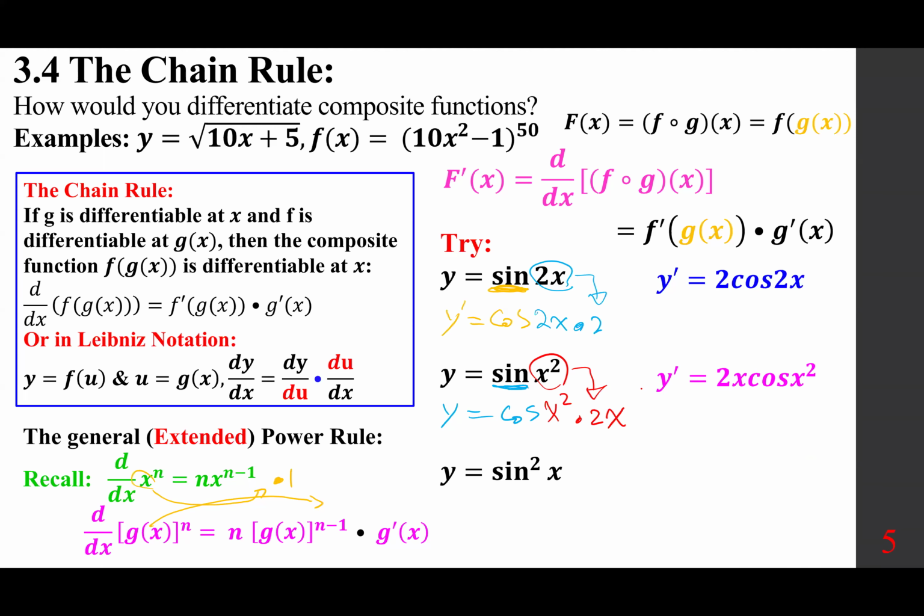What about the next one, y equals sine squared x? First, I want you to notice it means sine x to the second power, so we are using the extended power rule. 2 sine x to the power of 1, and the derivative of that is cosine x. So 2 sine x cosine x. I hope this helps with the concept and how the chain rule works.